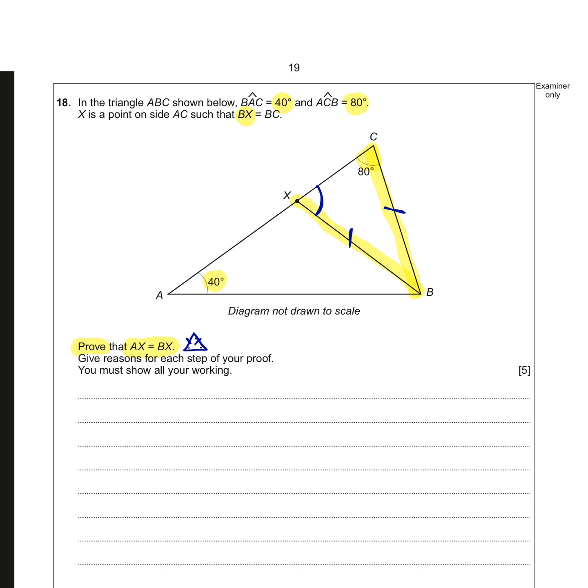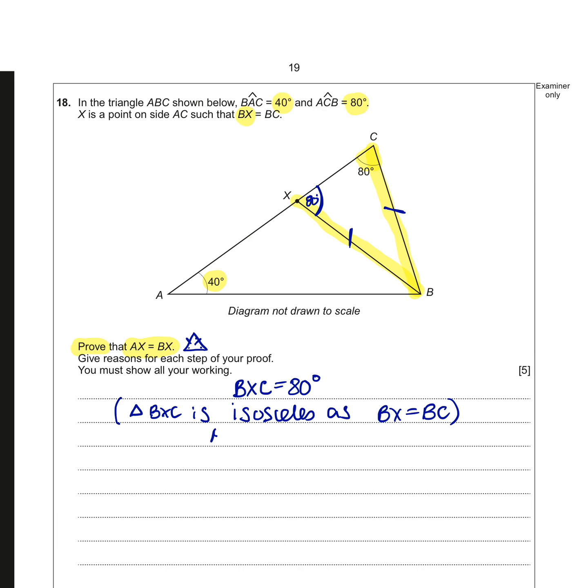So angle X, called BXC, so angle X marked on the diagram, is equal to 80 degrees. And the reason behind that is triangle BXC is isosceles as BX is the same length as BC. So if they're the same length, the angles at the bottom of those sides must be the same size.